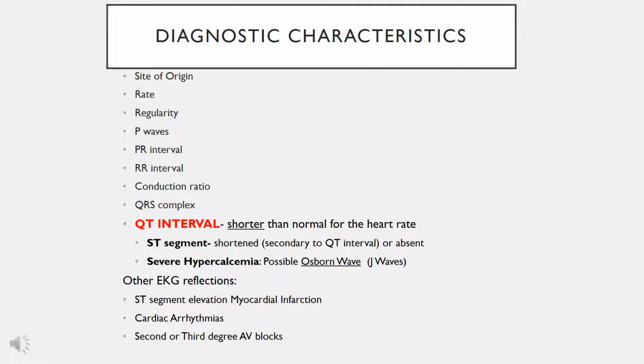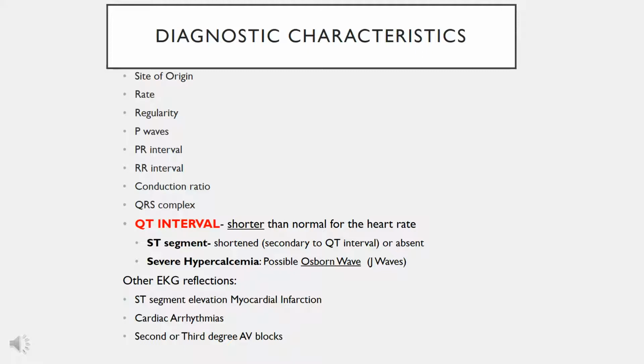It is important to mention that with marked hypercalcemia, the ST segment can even be absent, where we will see the T wave take off right from the end of the QRS complex. With this severe hypercalcemia, we will see what is called Osborn waves. These are a positive deflection at the J point. We will take a look at an example of these Osborn waves on the next slide.